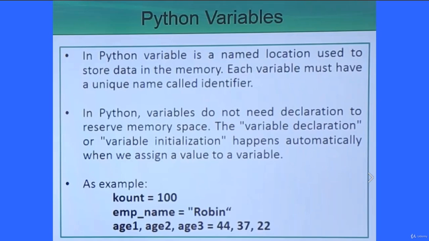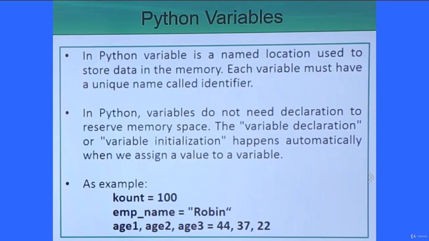In Python, variables do not need declaration to reserve memory space. The variable declaration or initialization happens automatically when we assign a value to a variable. So there is no need to define all the variables at the beginning of the code. Like in C and C++, we always write all the variables and their respective data types at the beginning of our code, and only then can we use them in the successive code. But that constraint is not there in Python.